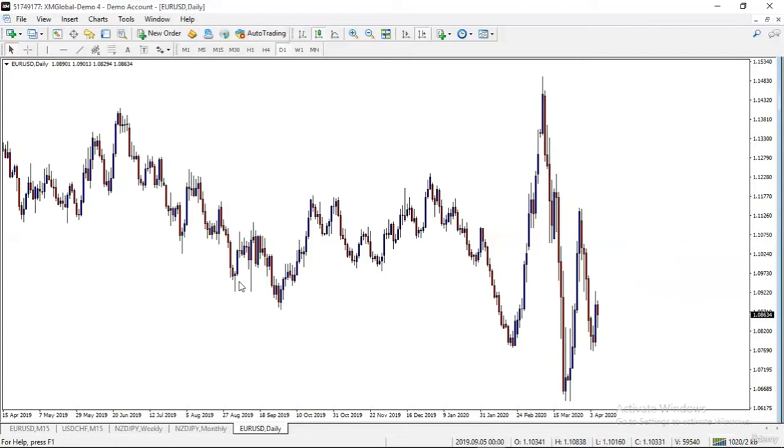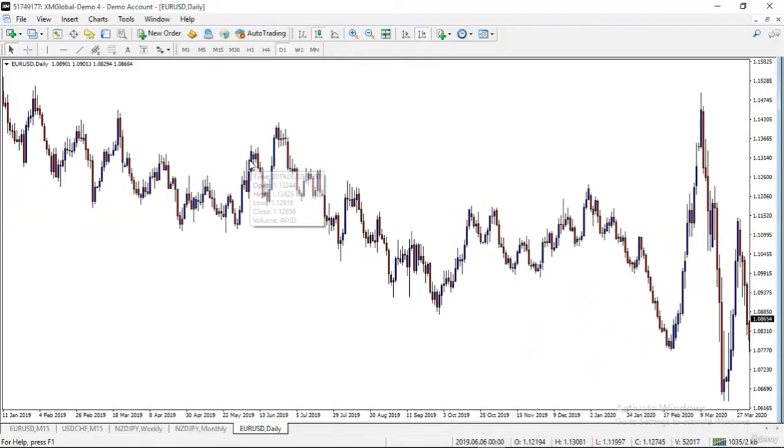For simplicity, I'll just focus on resistance. The same will apply vice versa for support. I'm just going to use this EUR/USD.